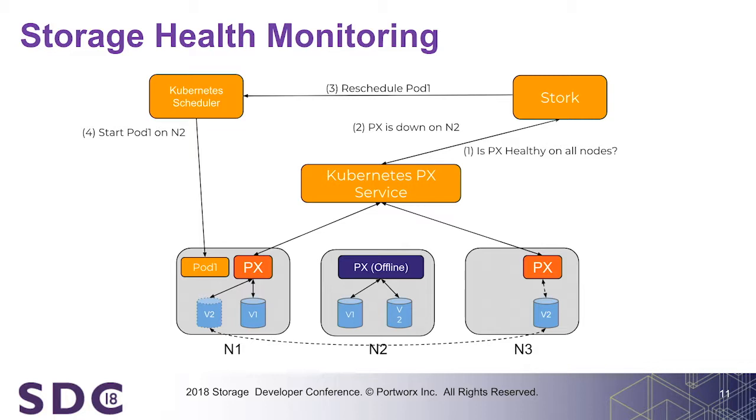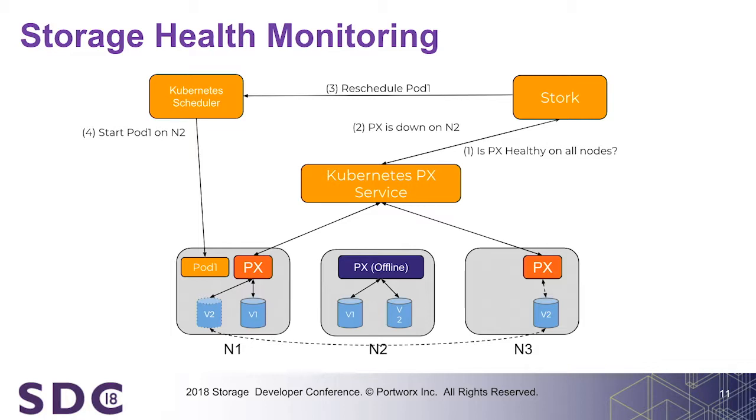So this is basically how the flow would look. STORK would keep polling for the health of the underlying storage system regularly. And in this case, we had scheduled the pod on node N2. Now, since node N2 is offline at this point, STORK is going to realize that that pod needs to be rescheduled. And what it's going to tell the scheduler is that since the node where the pod was scheduled is offline, please go ahead and reschedule it.